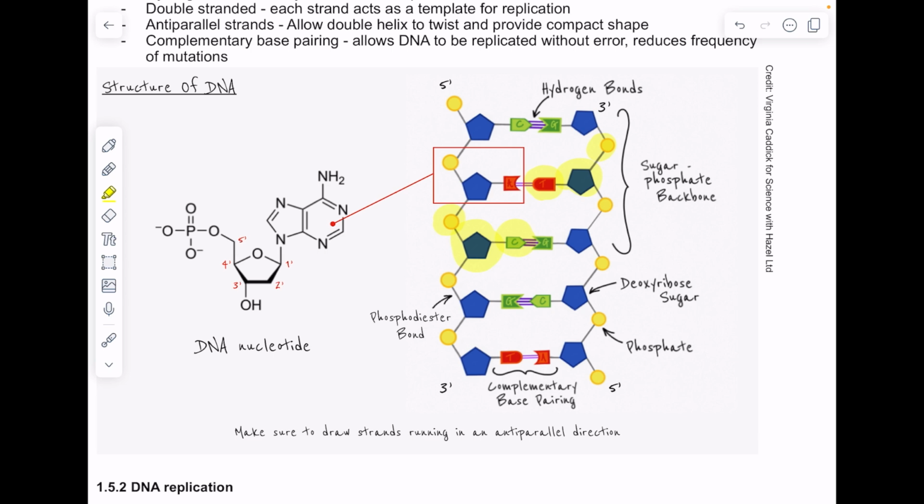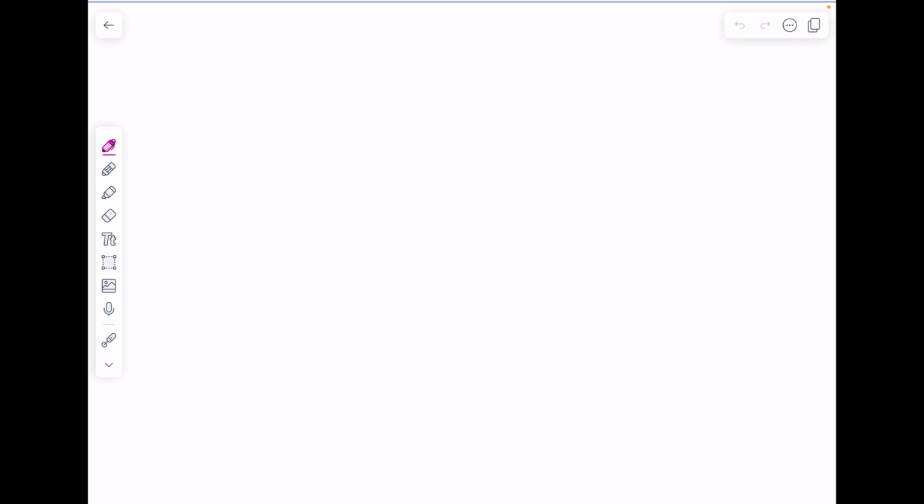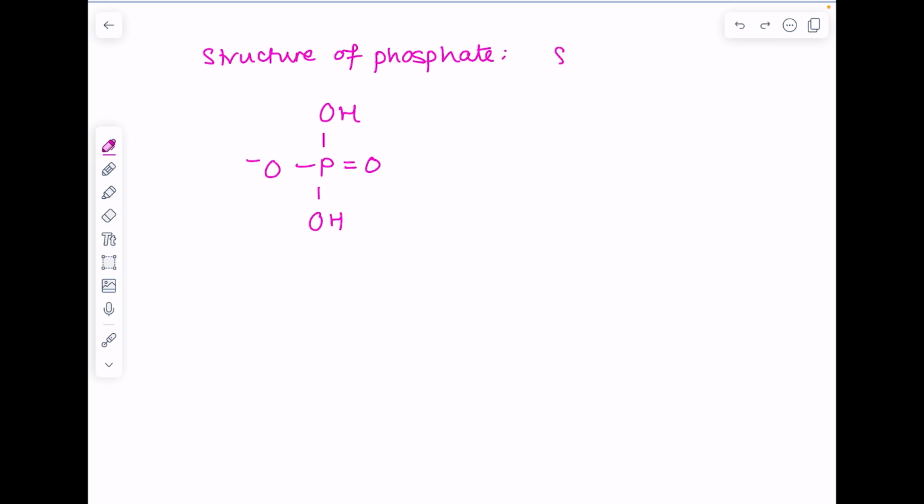So now let's look at all of these various structures from a chemical point of view. We're going to start with the structure of phosphate. Handily this is included on the data sheet, so don't worry about learning these, but I just want to show you the structure here. What about the structure of your deoxyribose?